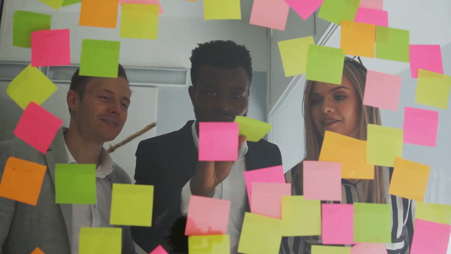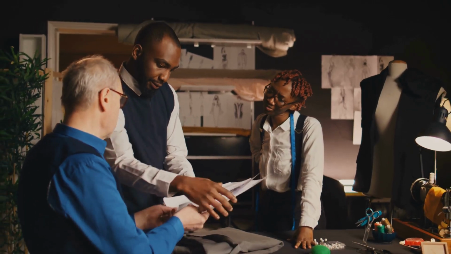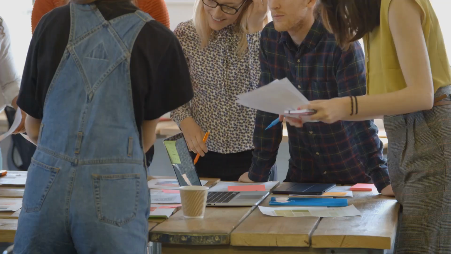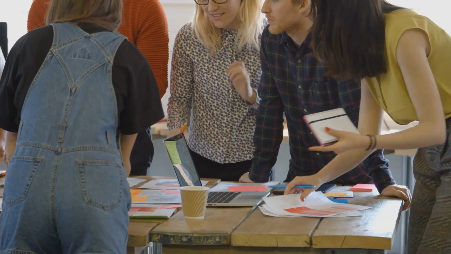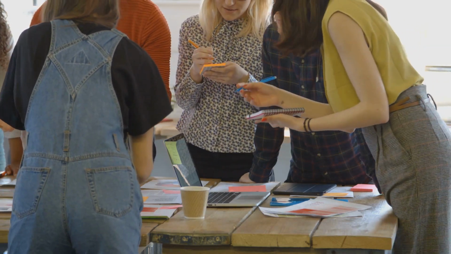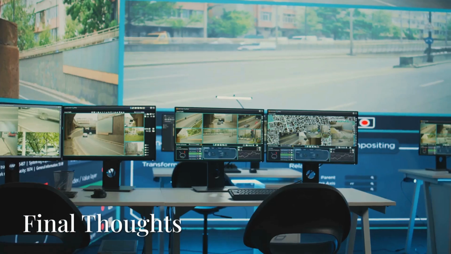Focus on understanding your customers' needs and desires and use this knowledge to inform your design decisions. By doing so, you can create products and services that not only meet, but exceed customer expectations. This, in turn, can lead to increased customer satisfaction, loyalty, and word-of-mouth referrals.